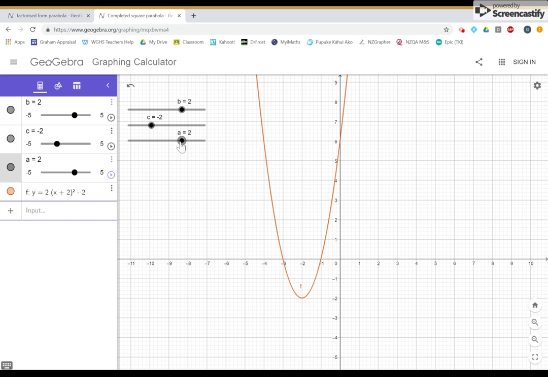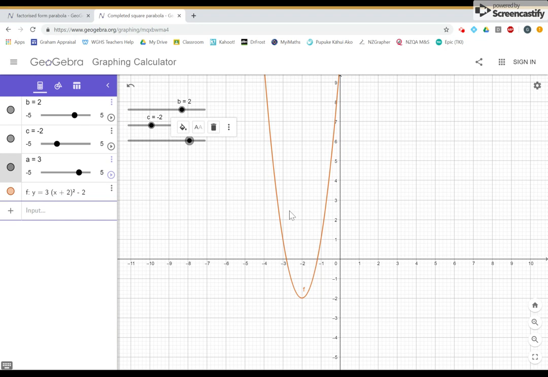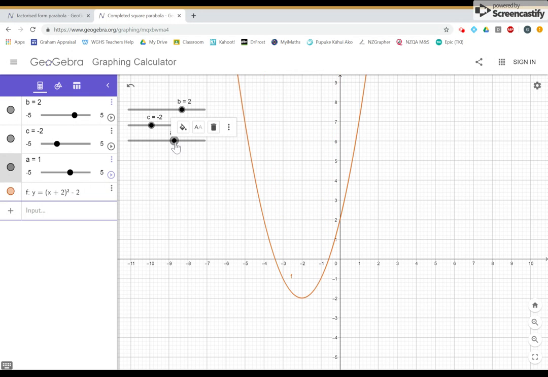If I change that to a 2, notice how my graph becomes slimmer. It's being stretched vertically, so it's becoming slimmer and going up faster. Whereas if I move it to 3, it goes up quicker still. Our little rule for our parabolas is you go across 1 and up 1 when this number is 1. Look, I go across, up 1, across, up 3, across, up 5. And it's the same on the other side because my graph is symmetrical.